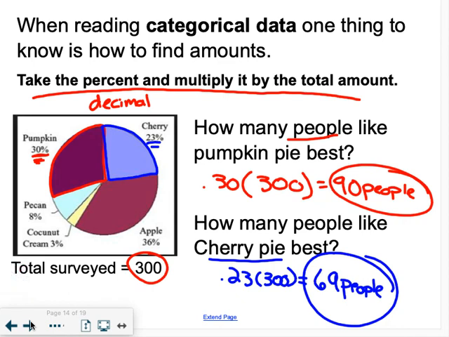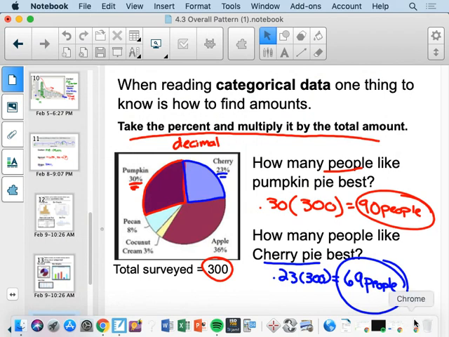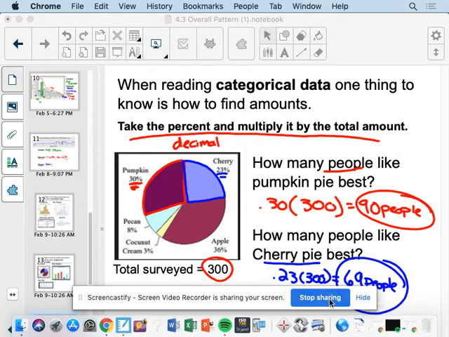It's a longer lesson today, but we talked about all things overall pattern. So that is it for today's lesson on 4.3, talking about overall pattern.